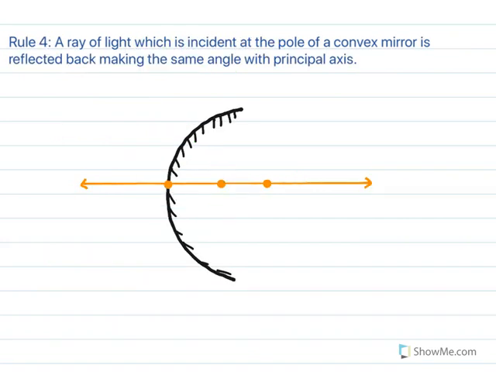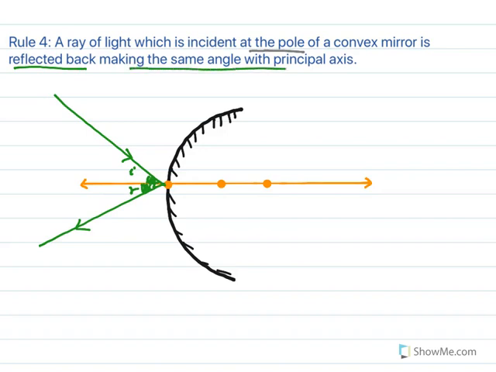Next is rule 4, a ray of light which is incident at the pole of the convex mirror at any convenient angle. See if it comes here. It will get reflected also by the same amount, which means the angle of incidence will be equal to the angle of reflection. However, we do not use this case as much. But if the ray comes at a particular angle of incidence, the angle of incidence will be equal to the angle of reflection. So it's reflected back, making the same angle with the principal axis.